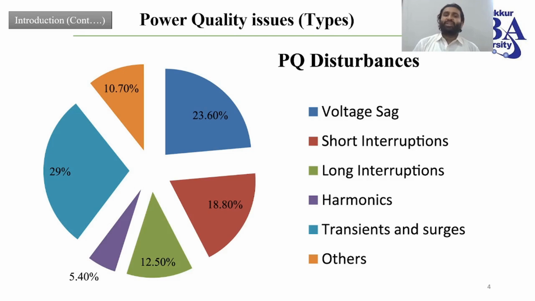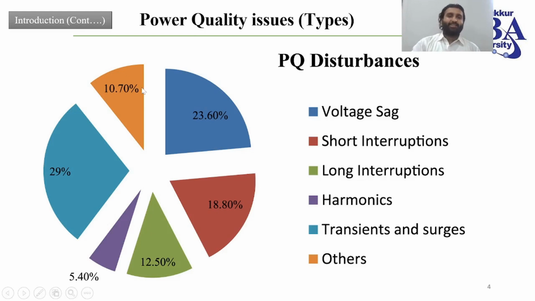Why are we going to use a PMU in our power system? Because we face some power quality issues in our power system. That's why we use PMUs in our power systems, especially on distribution sides. So which are the power quality issues? You can say PQ disturbances like voltage sag, short interruptions, long interruptions, harmonics, transients and surges, and also others such as voltage swells.